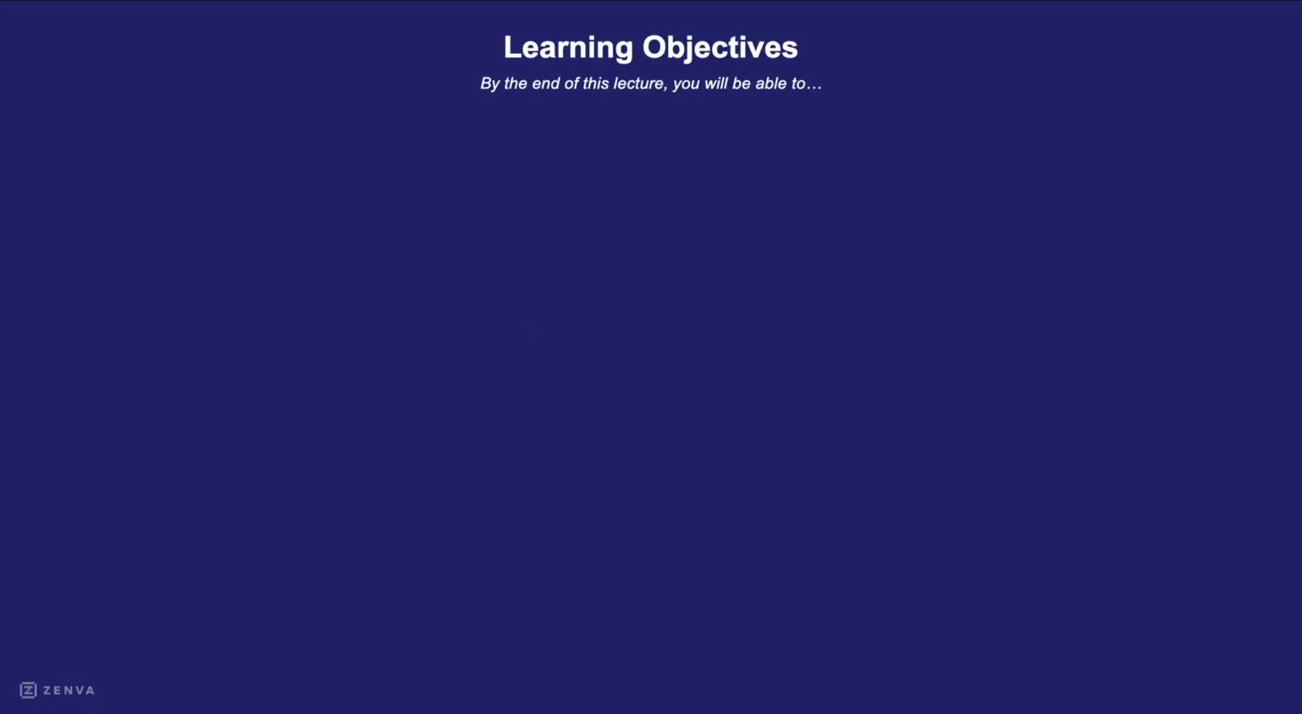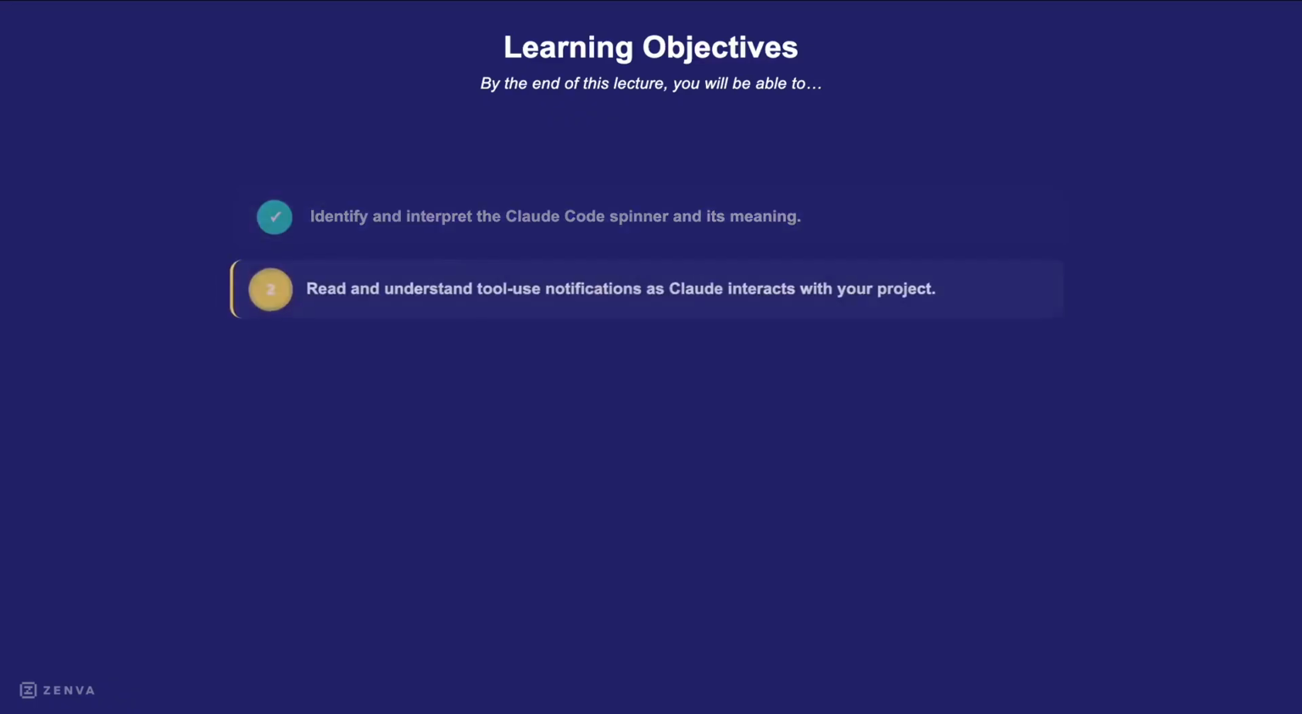In this lesson, you'll learn to understand the cues Claude provides, giving you more control over your AI interactions. Let's get started. First, you'll learn to spot the Claude Code spinner and know what it means. This gives you a visual cue about Claude's status. Next, you'll learn to read the tool use notifications Claude gives as it works. This lets you follow Claude's actions and understand its progress.